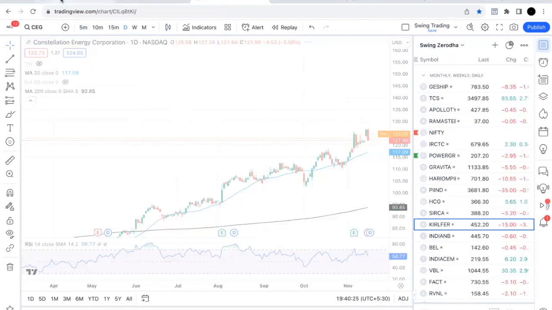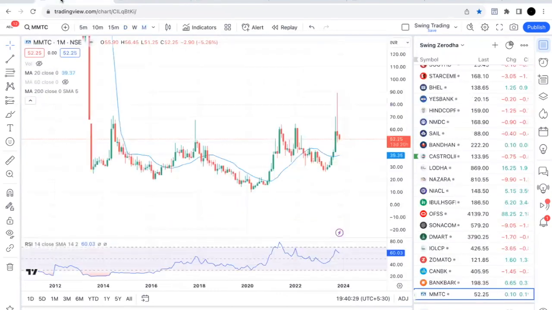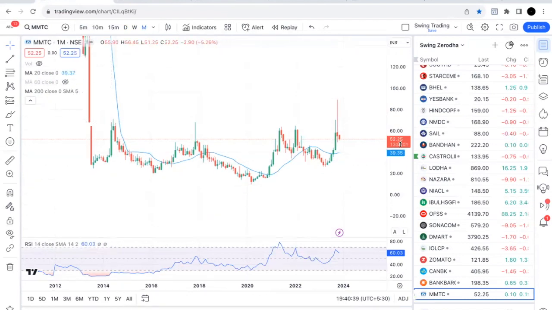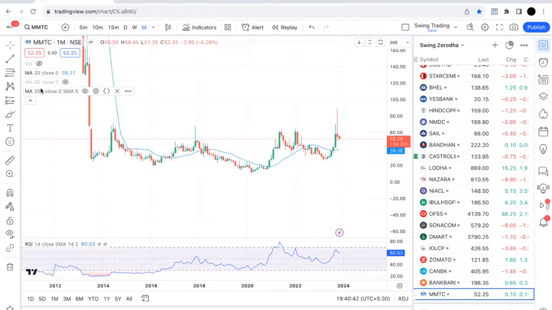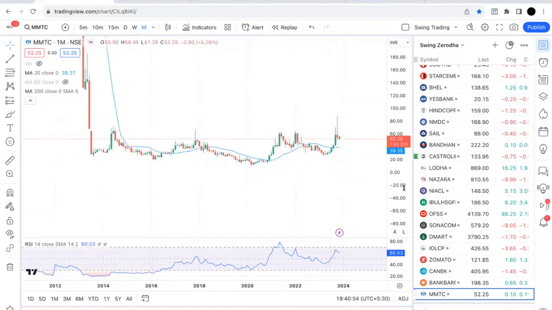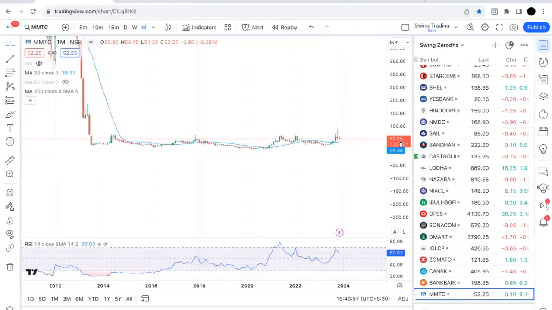So first thing, I go to the monthly chart and I want to see, is the 20 period moving average above the 200? Now, on this chart, I have the 20 moving average and the 200 moving average right here. 200 is black and the 20 is blue. But here you'll see that there is no 200, and that's because 200 months would be about 15 years or so, quite a bit.